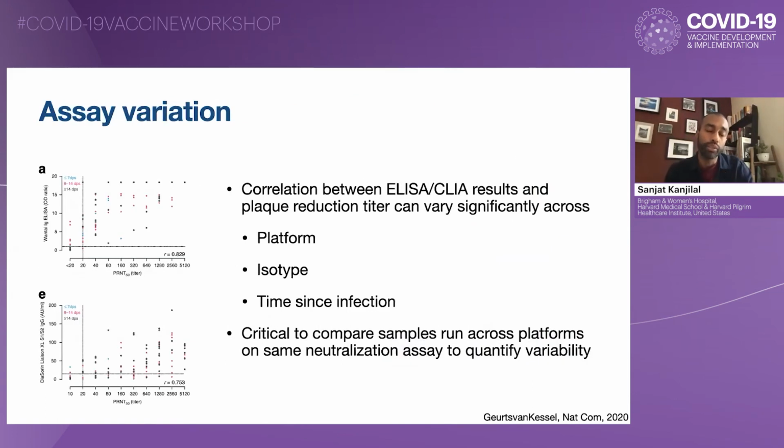And so correlating results from an ELISA or a chemiluminescent assay to plaque reduction titers is really critical to understand what these numbers from these clinical diagnostics actually mean. But we do know that they can vary significantly depending on the platform that was used to report the antibody levels, the isotype of the antibody itself, whether it's IgG, IgM, or IgA, and the time since the infection occurred in the host.